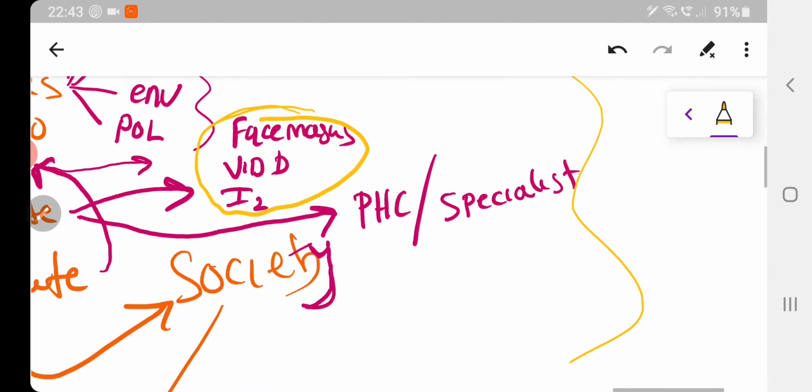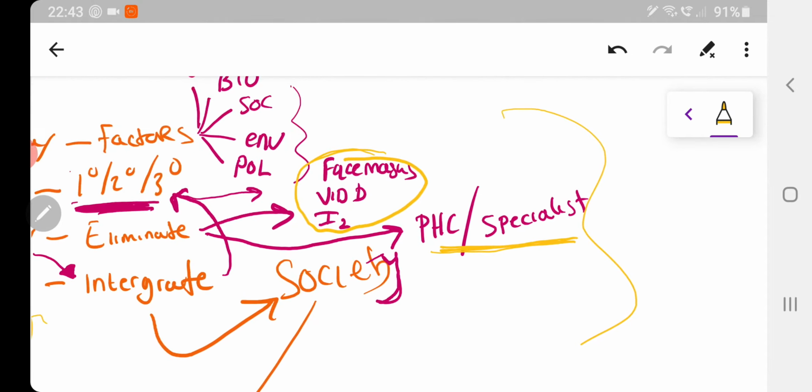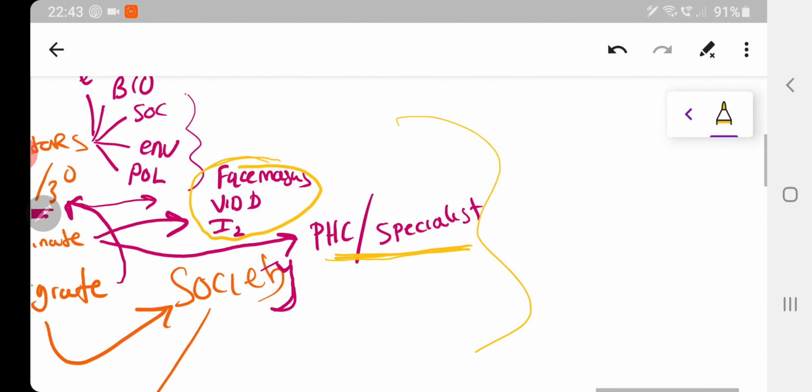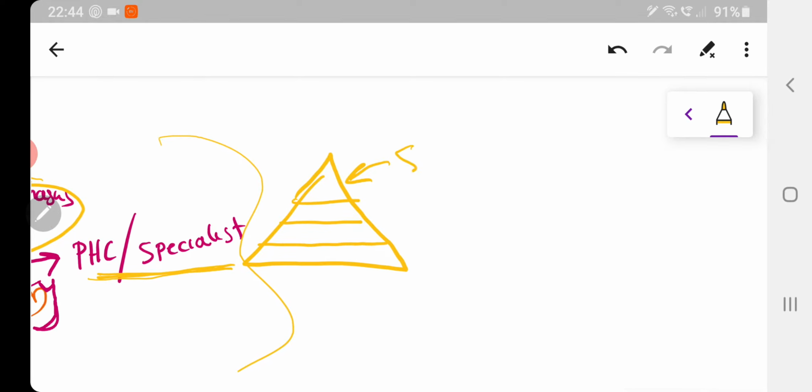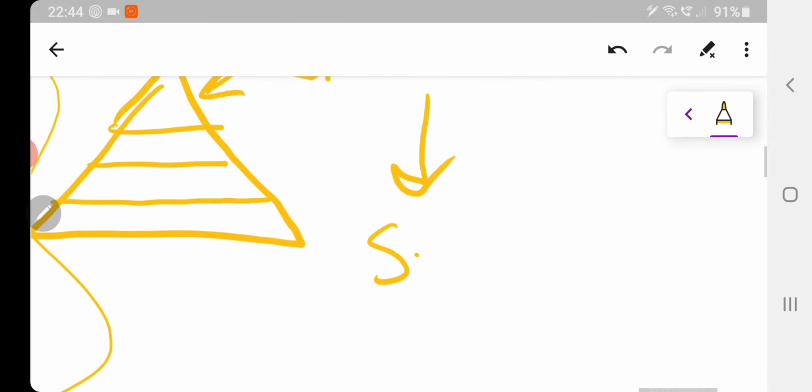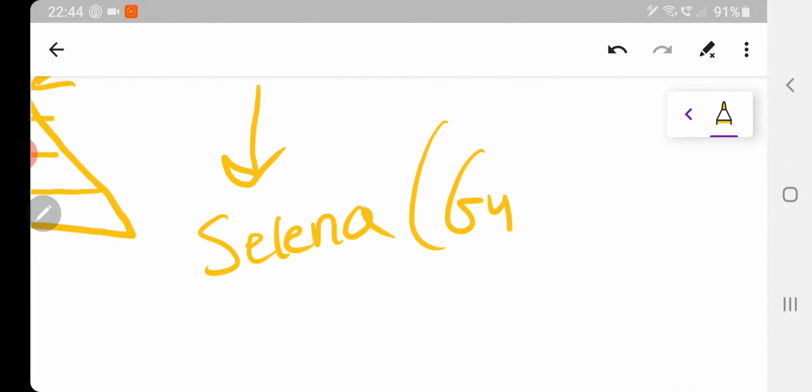Eliminate using the healthcare structure: primary healthcare, specialist care, and you go up the ladder. Primary healthcare, secondary healthcare, tertiary healthcare. Tertiary healthcare being the most specialist of care, and then you can say, all right, what's the type of specialist care? Selena, or something like that, which is basically a gynae hospital.